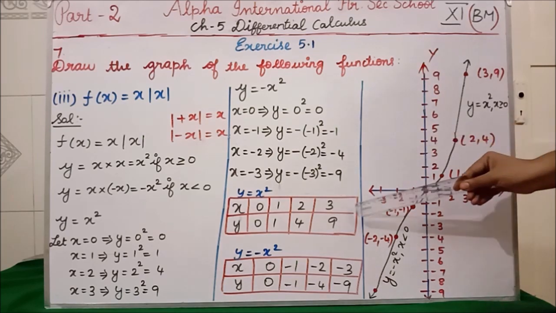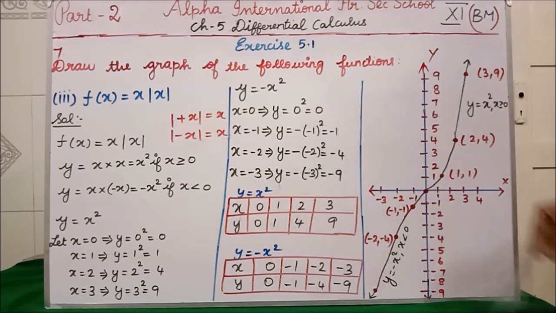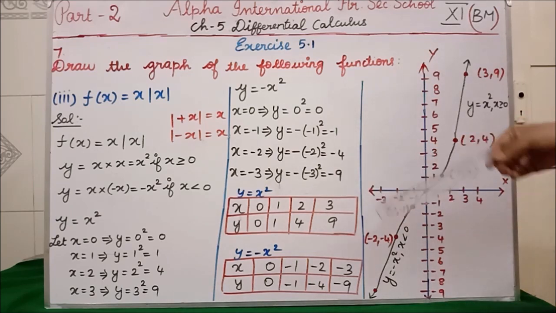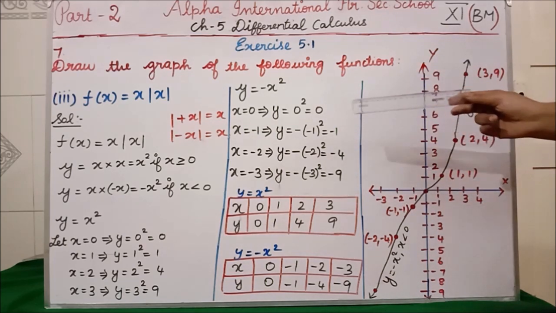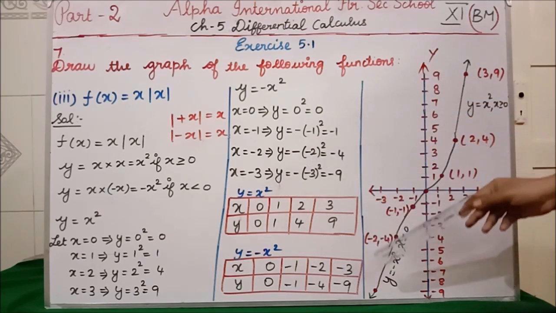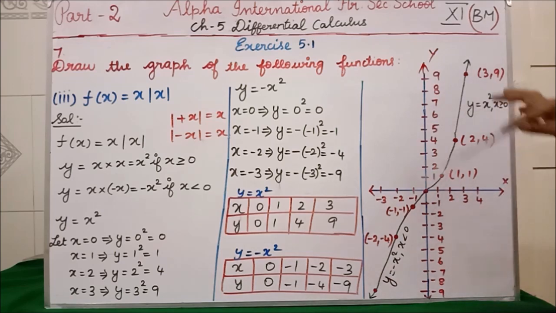Okay, so y equal to x square, what are the values we have got? When x is 0, y is 0. When x is 1, y is also 1. When x is equal to 2, y is 4. When x is equal to 3, y is 9. When y equal to minus x square, what are the values we have got? 0, 0, minus 1, minus 1, minus 2, minus 4, minus 3, minus 9. So both the values together we are going to substitute in the graph.